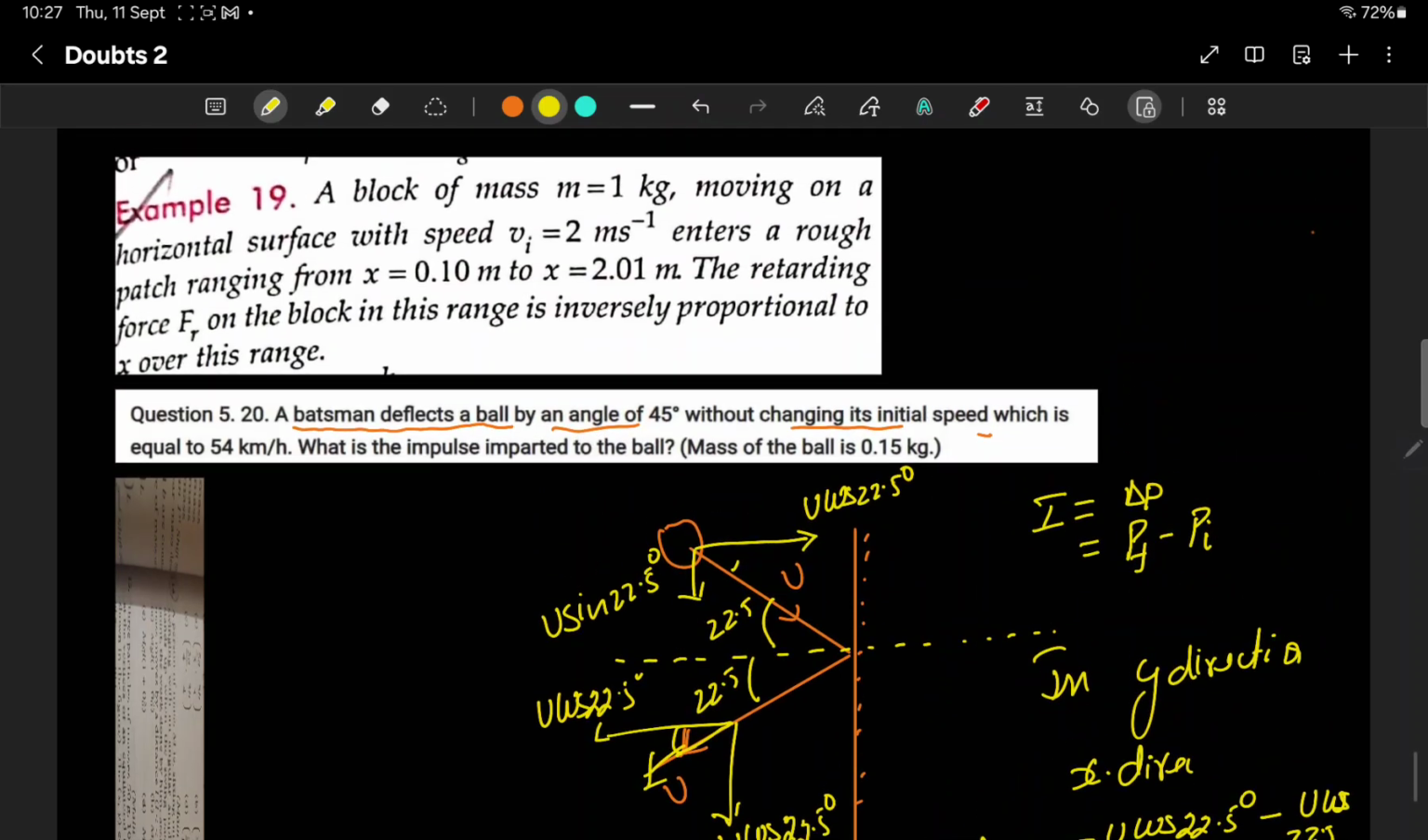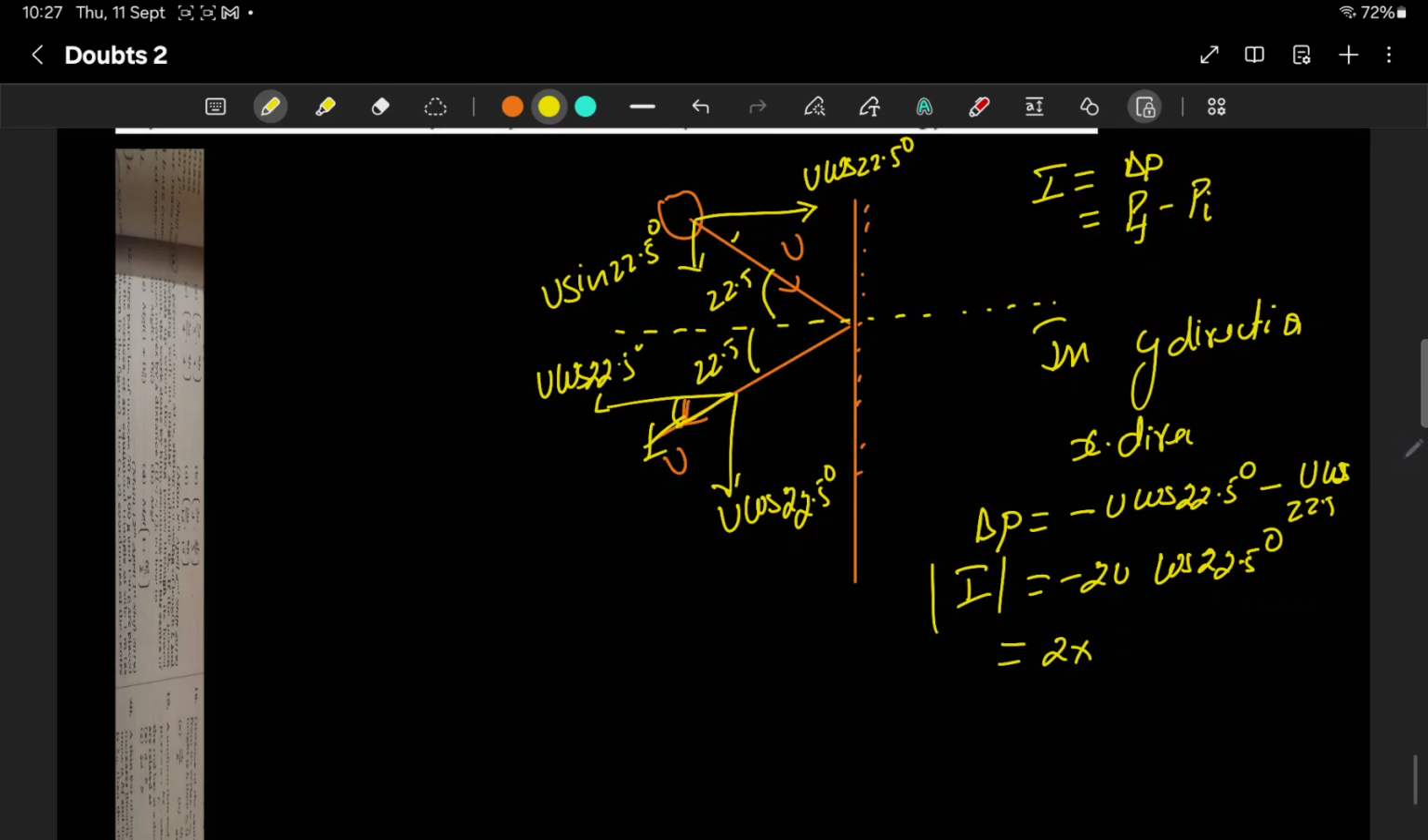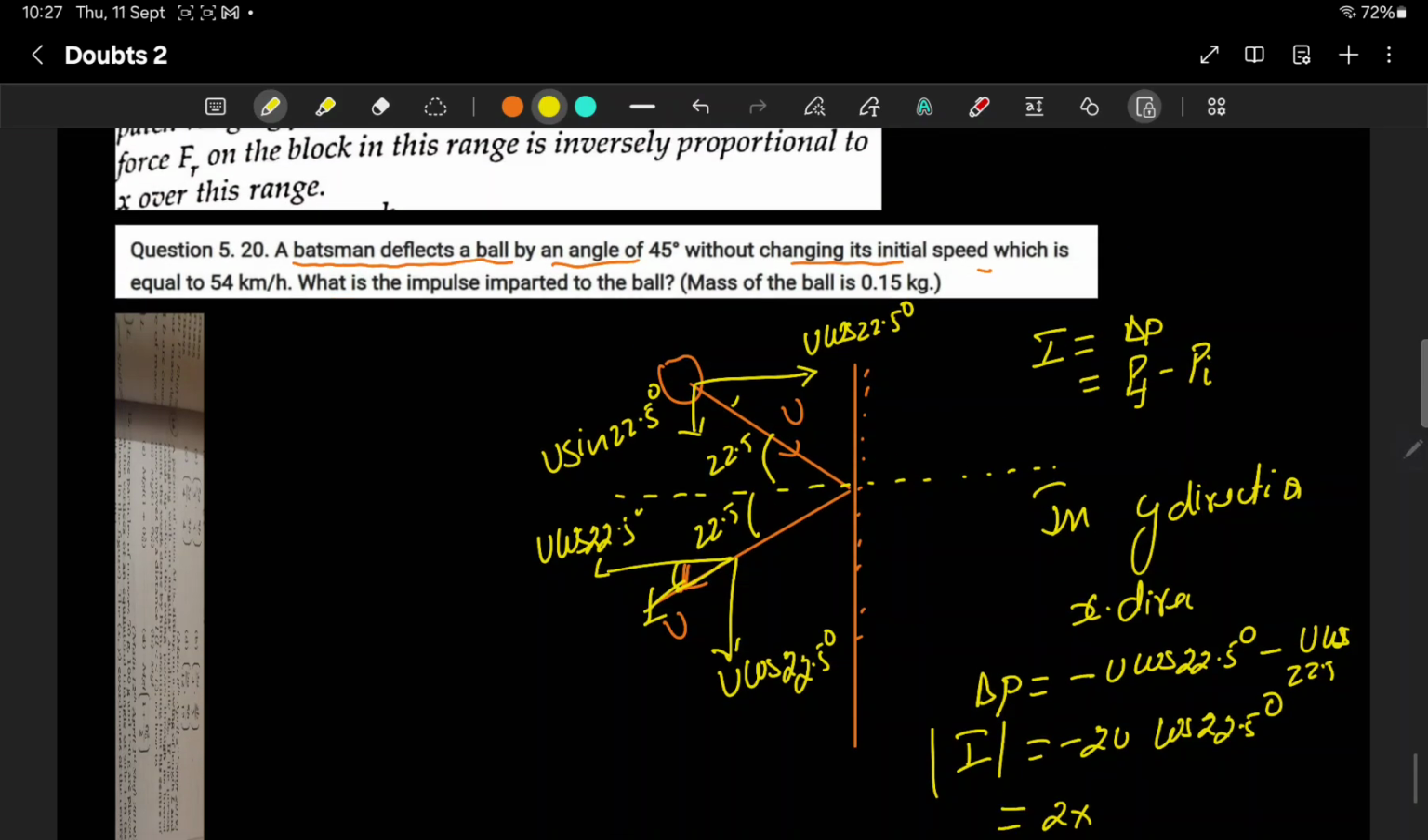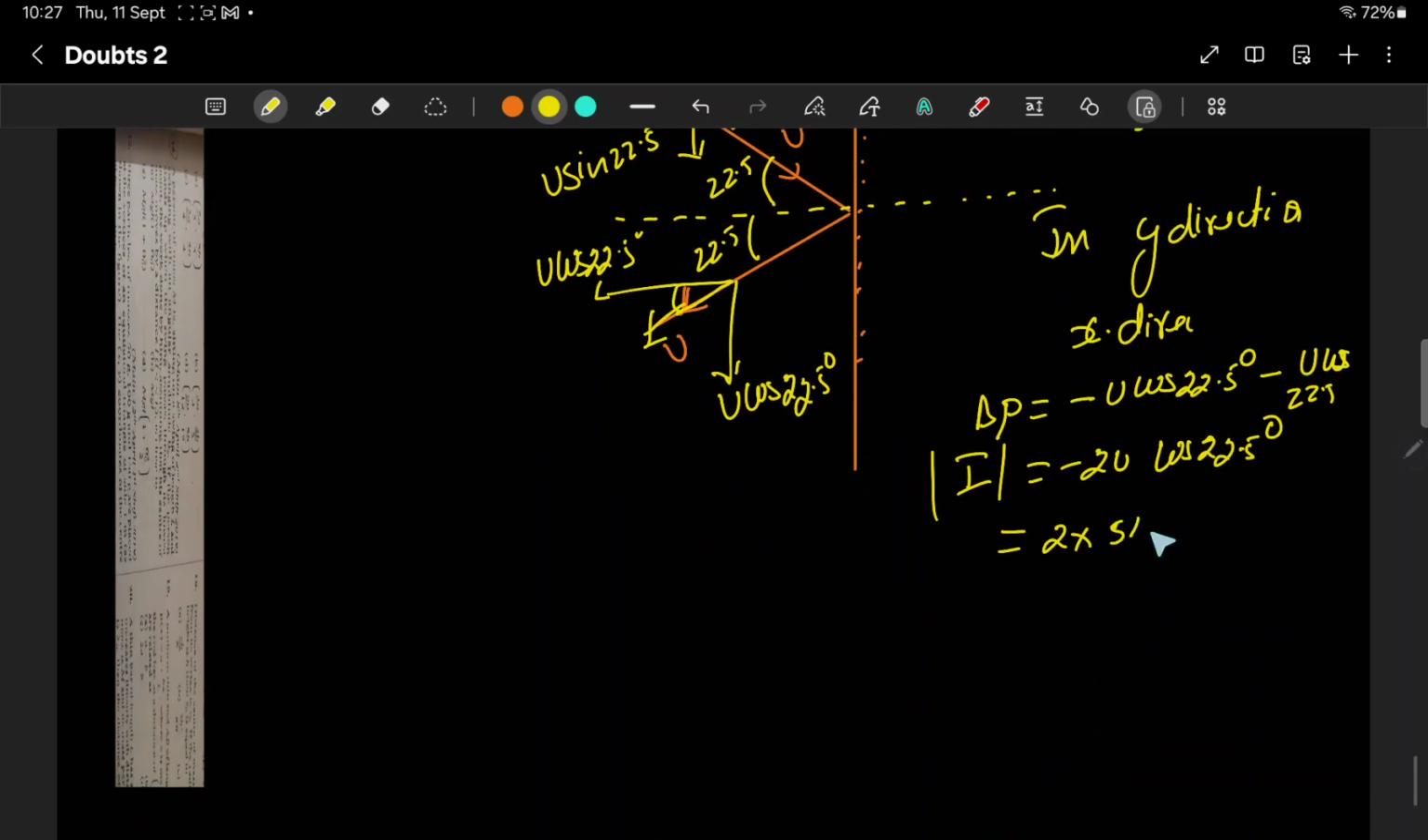So simply 2 into u, u is given as 54 kilometer per hour. So here there is no option. If there is an option in SI unit, we have to convert that into meter per second. Okay, so this we have to convert into meter per second. So if it is 54, converting into meter per second, I have to multiply 5 by 18, into cos of 22.5 degree.